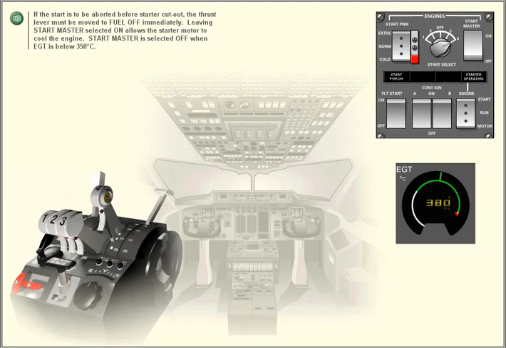If the start is to be aborted before starter cutout, the thrust lever must be moved to fuel off immediately. Leaving Start Master selected on allows the starter motor to cool the engine. Start Master is selected off when EGT is below 350 degrees C.